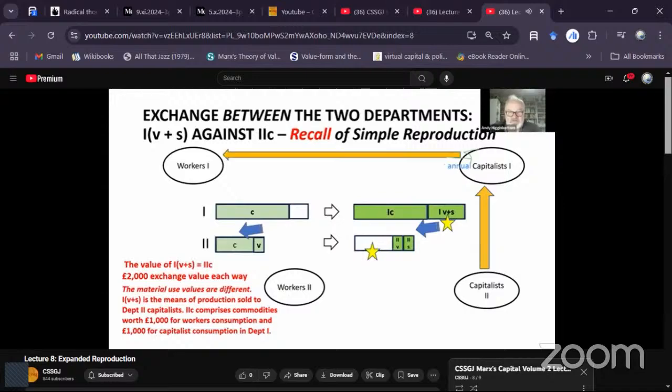Okay, so they will exchange that through a whole series of other money exchanges, where the capitalists in Department 1 pay their workers.